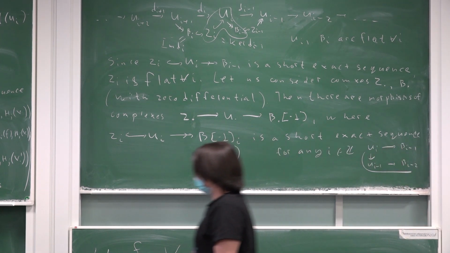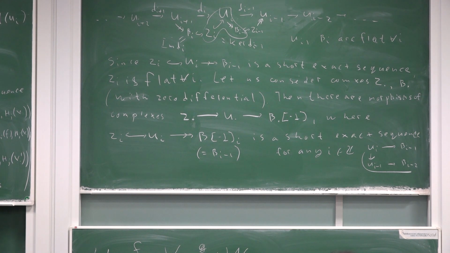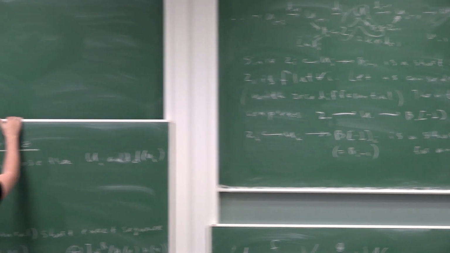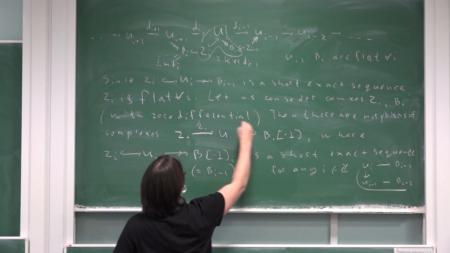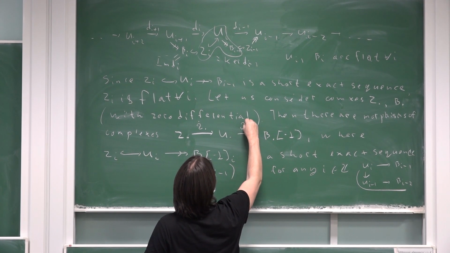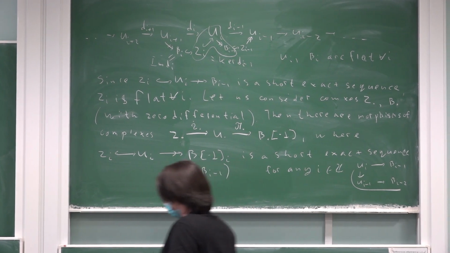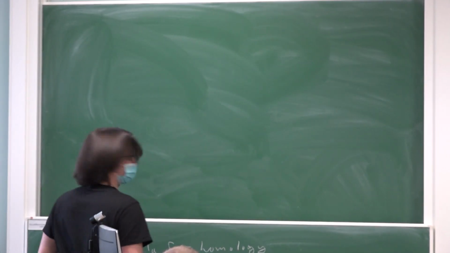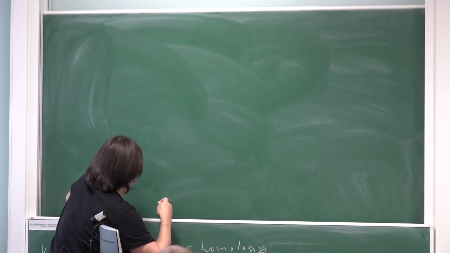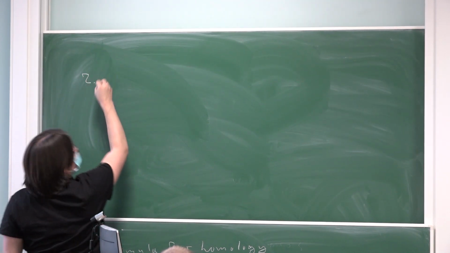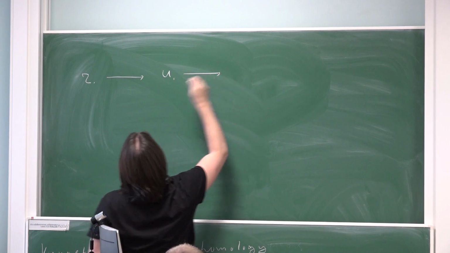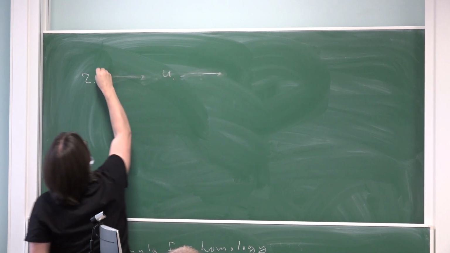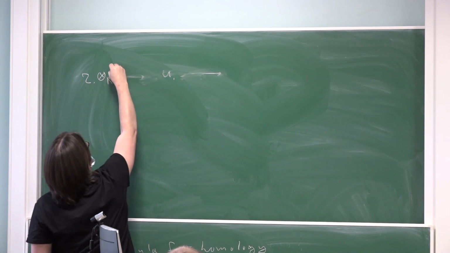Now let us multiply. Let us denote this by iota dot, this by p dot. We can tensor this sequence of morphisms of complexes by the complex V now. So we will get a sequence, Z tensor V.